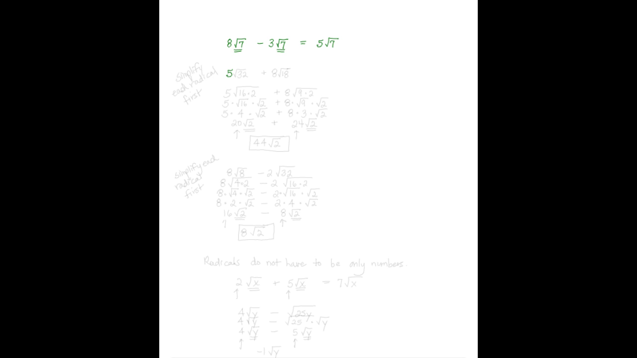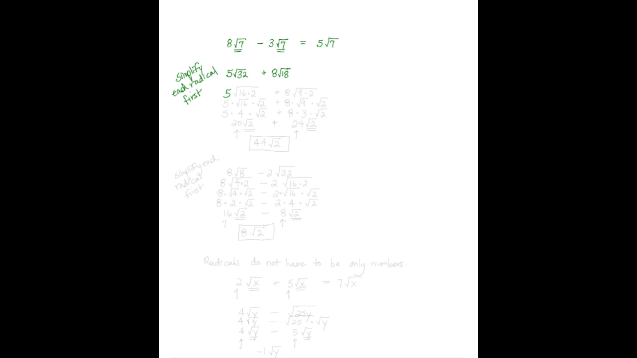How about this one? 5 times the square root of 32 plus 8 times the square root of 18. At first we see that the square root of 32 and the square root of 18 are different. But we may be able to simplify each radical first and work our way towards like radicals. So we're going to simplify each radical first. We're going to look for like radicals.